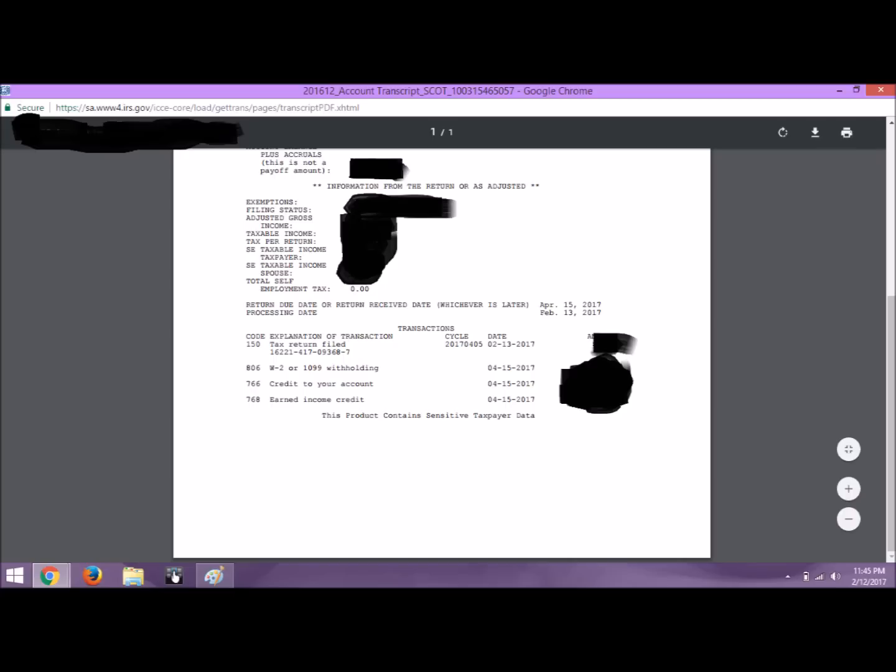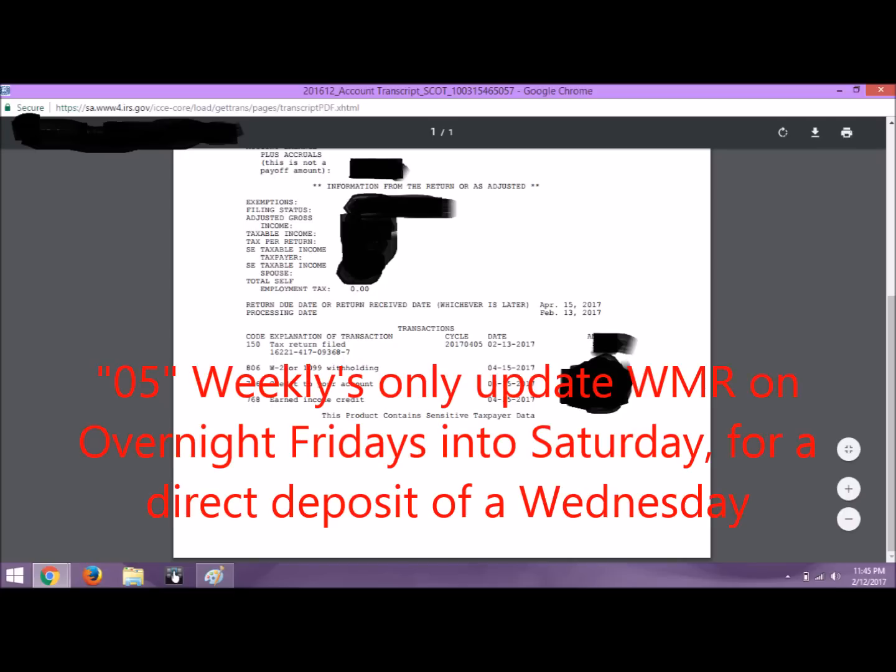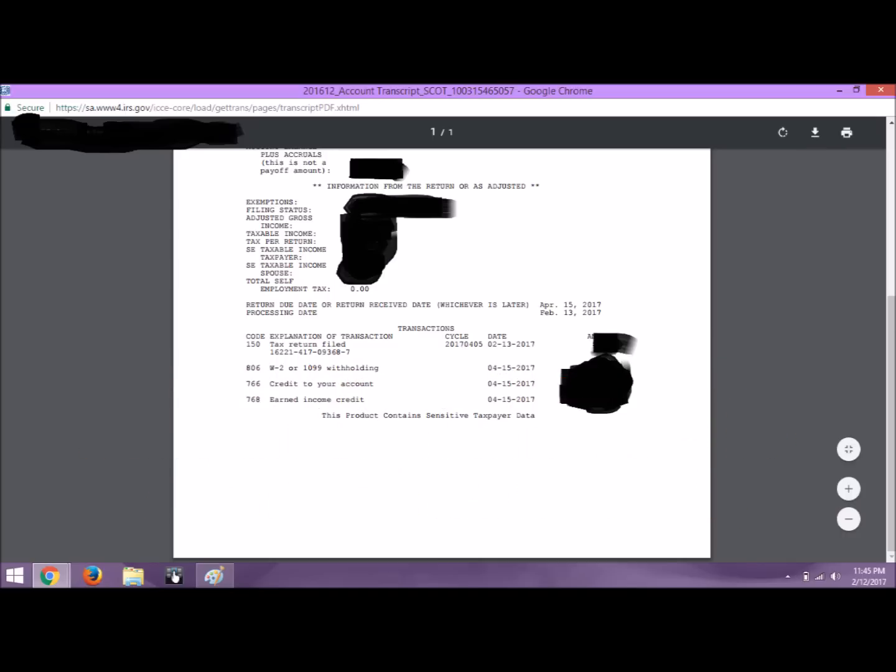Which means that your return is only going to process on one day of the week, the final day of the cycle, and there's only going to be one possible day that your Where's My Refund tool will update, which would be overnight Friday night into Saturday morning. And there's only one day that, if you had a direct deposit, the direct deposit would go through if you're a weekly, and that is a Wednesday. So if you're a weekly, when your Where's My Refund tool finally updates, it would be overnight Friday into Saturday, and you would see a direct deposit date of the following Wednesday.